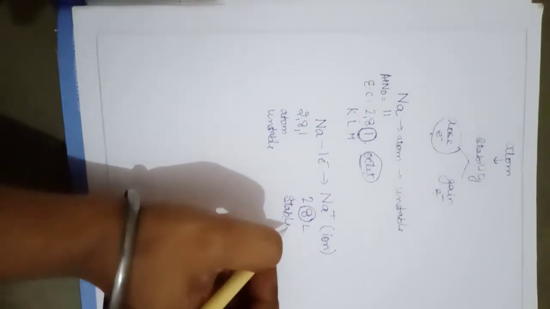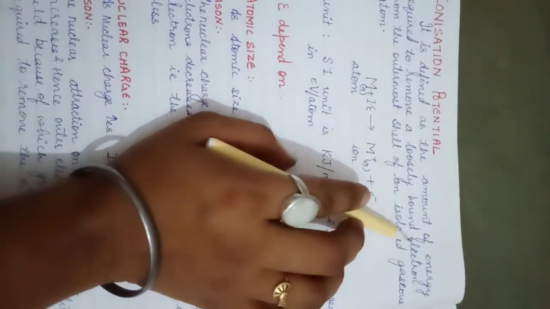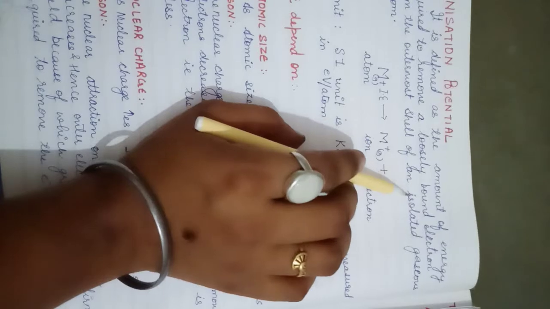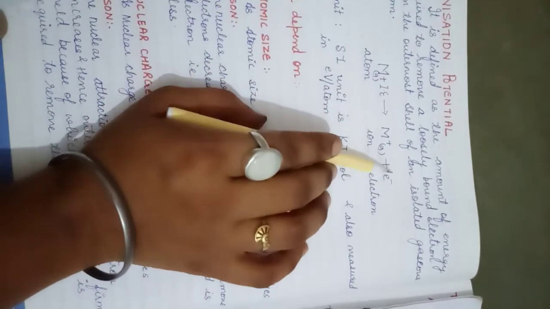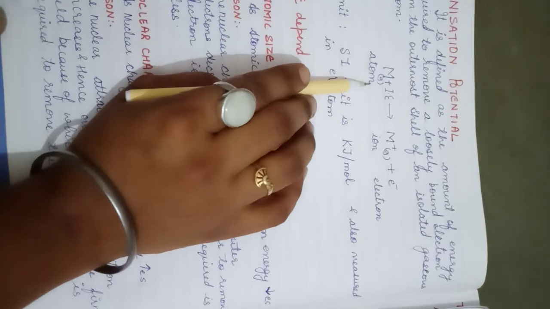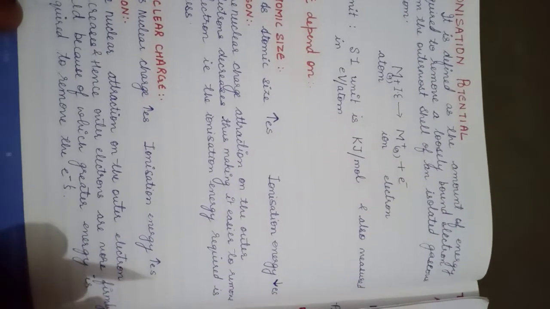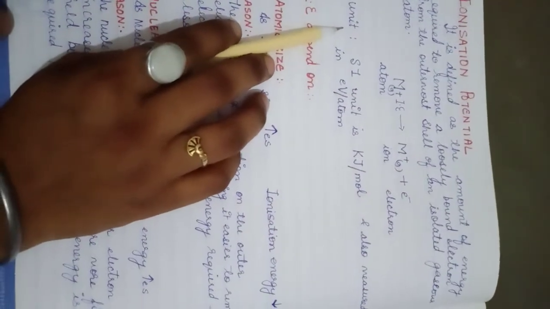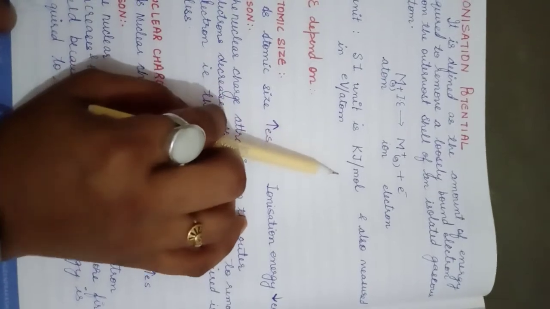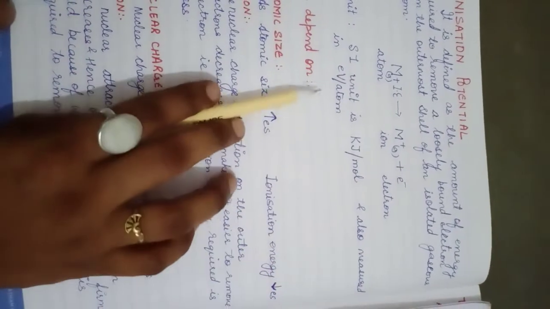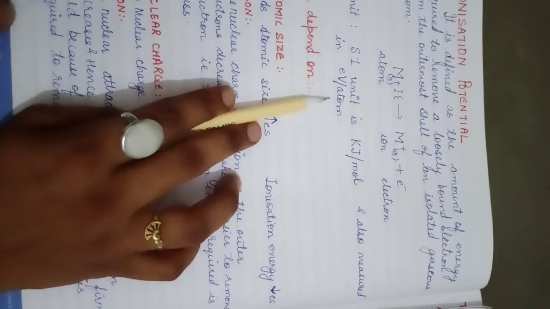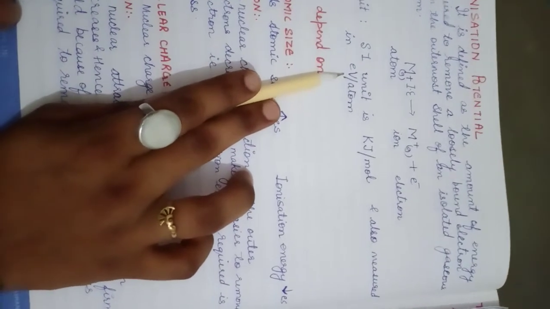Hence it is stable. So according to the definition, ionization potential is defined as the amount of energy required to remove a loosely bound electron from the outermost shell of a gaseous atom. So if any atom wants to gain stability by loss of electron, the amount of energy required is known as your ionization energy. Now children, it has a unit. Its SI unit is kilojoule per mole. It is also measured in another unit, that is electron volt per atom. Children, here V is capital, it is for volt.